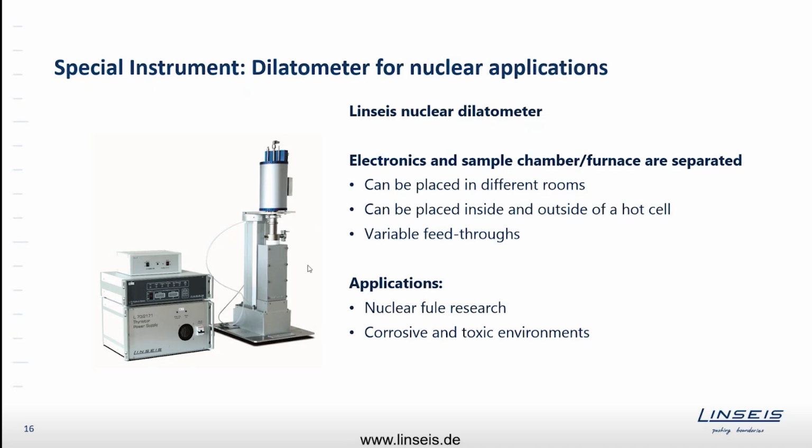We have variable feed-throughs. That means we can adjust and adapt the system according to your needs. And we sold that for nuclear fuel research and for corrosive and toxic environments. So we have customers working in fluorine gas atmospheres, which is very dangerous, or carbon monoxide atmospheres. And then you can maintain the system without the need of accessing it. Most of these systems are operated by robots or by glove boxes. So that's also something we can adjust. And it's a quite frequently asked setup indeed in the last years. So that's the last special version that I want to show you.